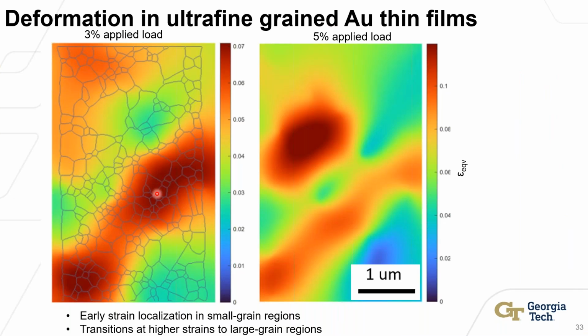What we saw was really interesting, or to us was really interesting at least. We saw that at low strains, the strain was very concentrated in these bands of small grains. So you get this concentration of plasticity in these chains of nanocrystalline or smaller grains in the material. As we go to larger applied strains, the strain localization shifts to these larger grains. So now this grain is carrying most of the plasticity in the material.